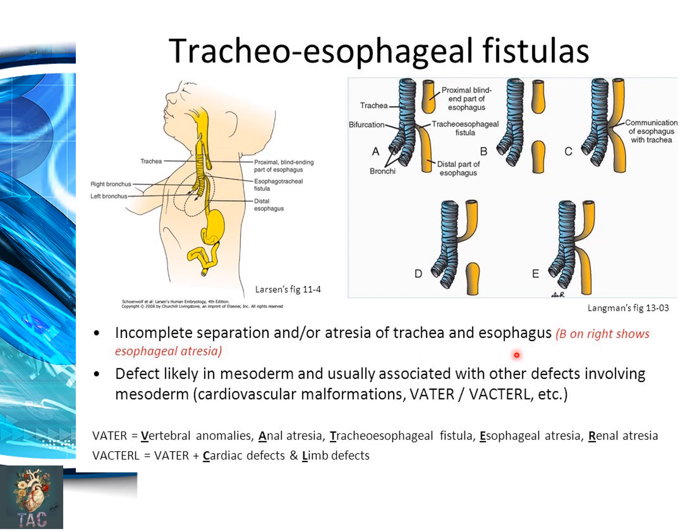Defects are likely in the mesoderm and usually associated with other defects involving the cardiovascular system, like VACTERL, etc. So what is VATER? VATER is vertebral anomalies, anal atresia, tracheoesophageal fistulas, esophageal atresia, and renal atresia. And VACTERL is VATER plus cardiac defects and limb defects. Again, please remember, these are your MCQs as well.